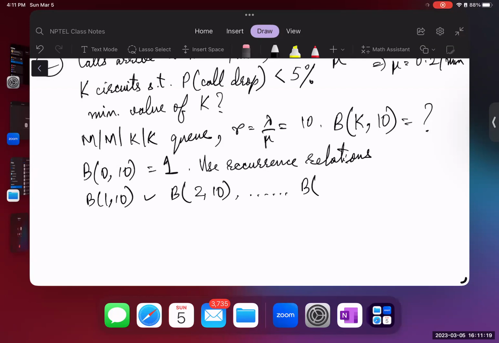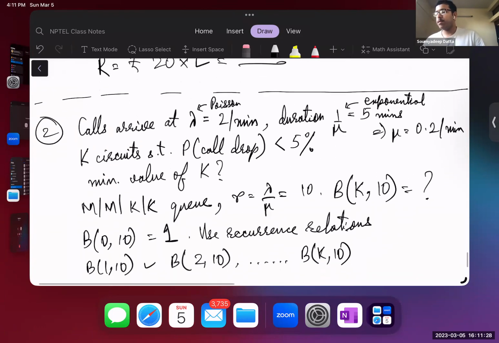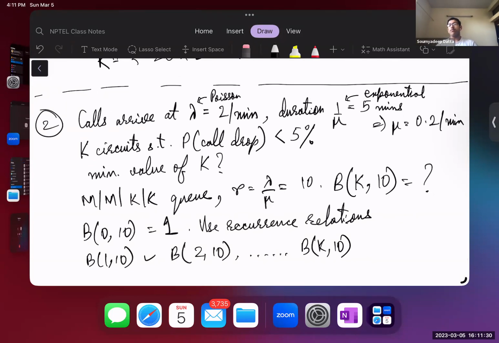Excuse me, sir. Yes. M/M/K/K. So what does the K stand for here? Capacity or population? So K is capacity, yes. In a telecom network, if you have laid down K circuits, then at any point you can serve at most K customers. It is also the number of channels. Yes, in communication, it is the number of channels, and it is also the capacity.